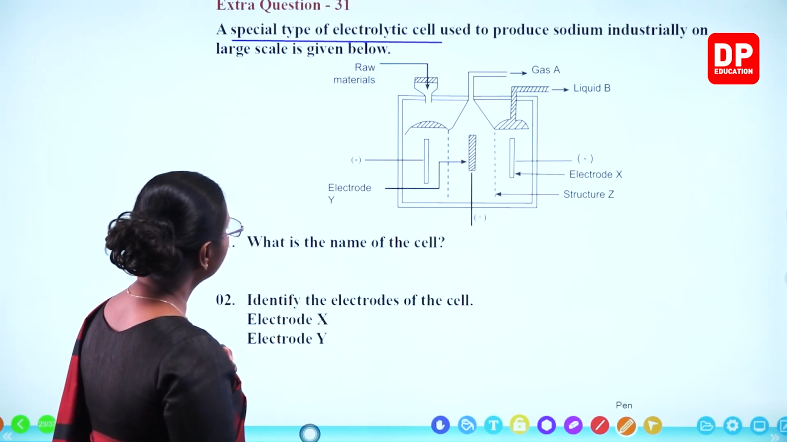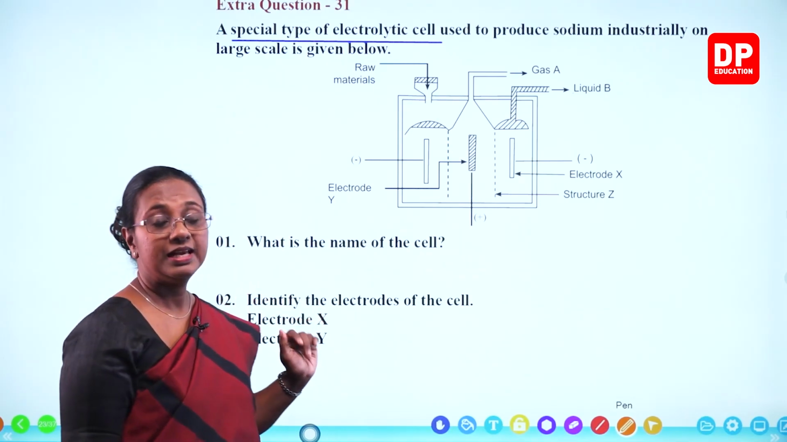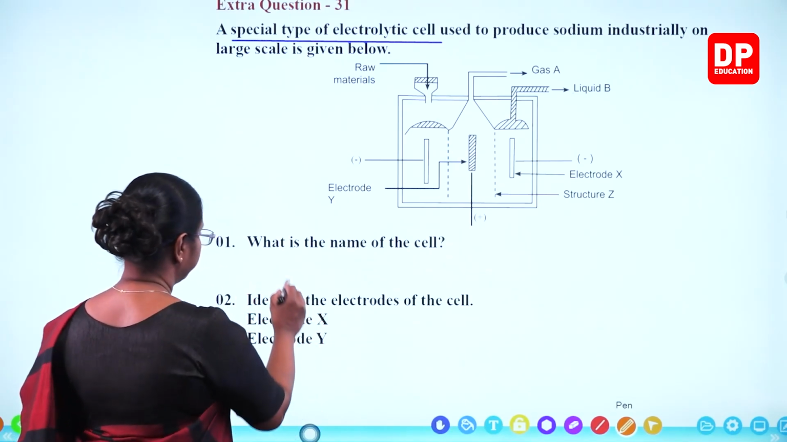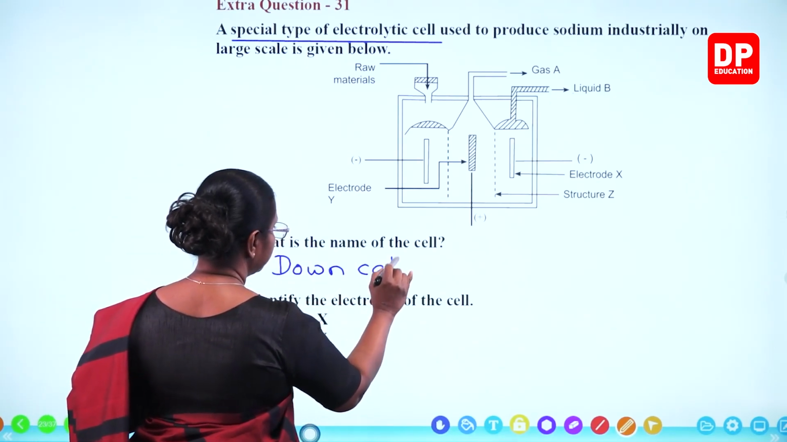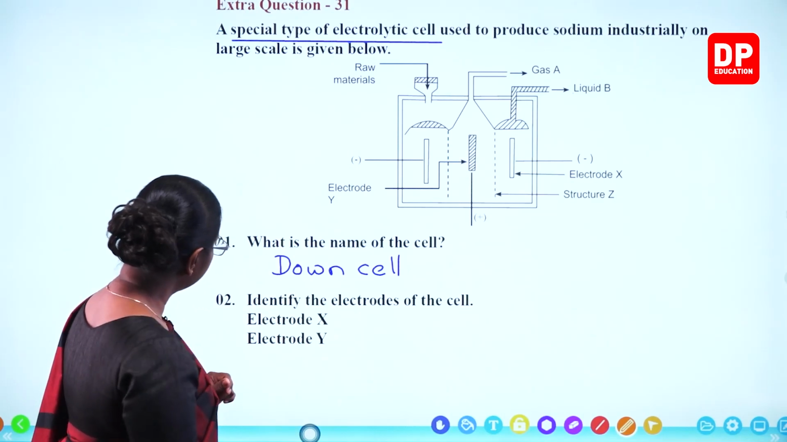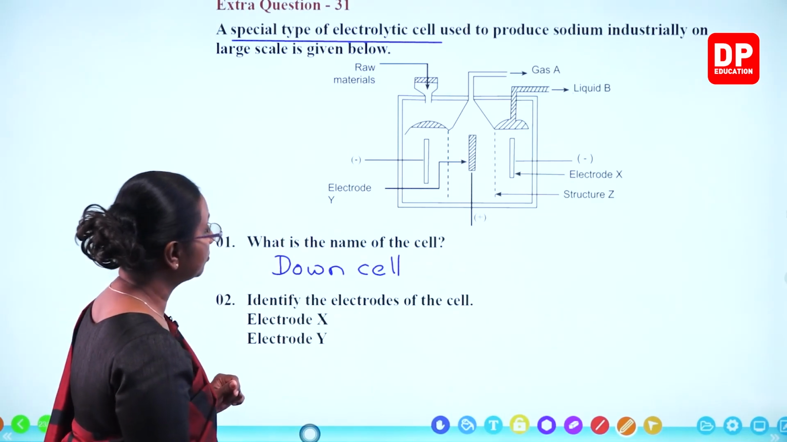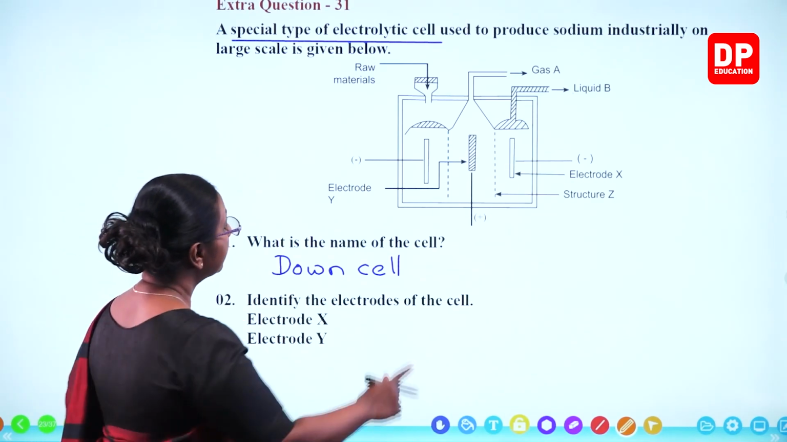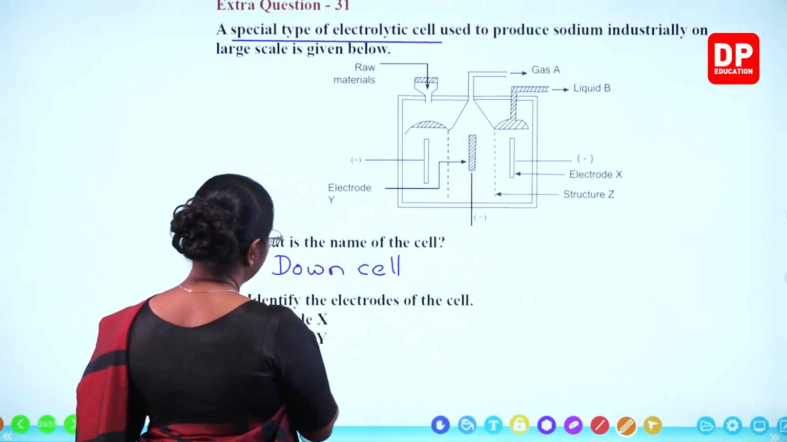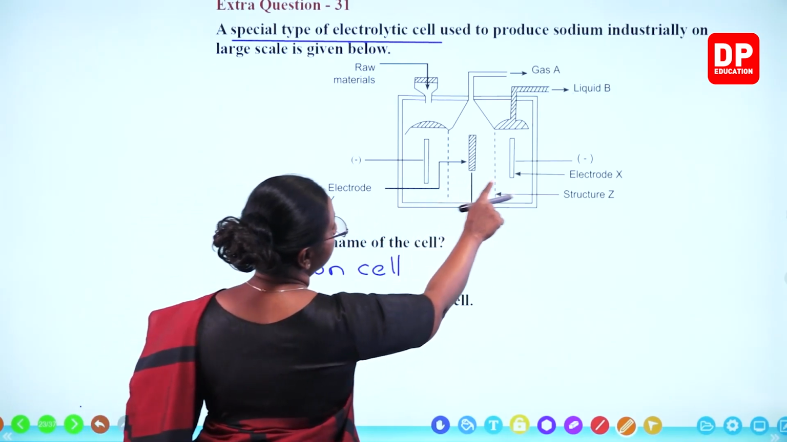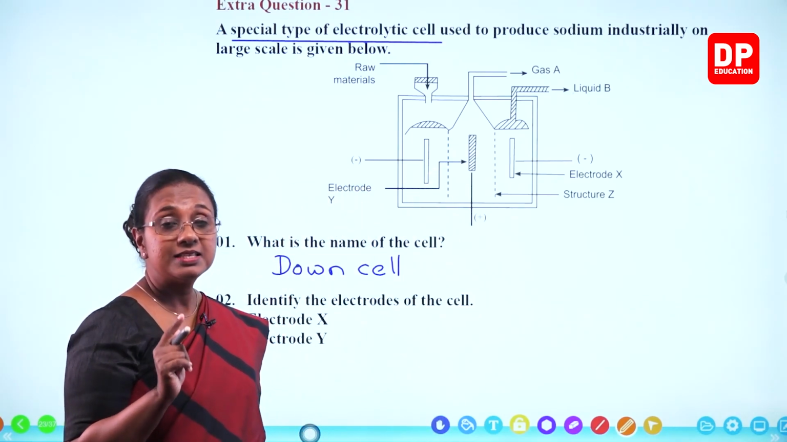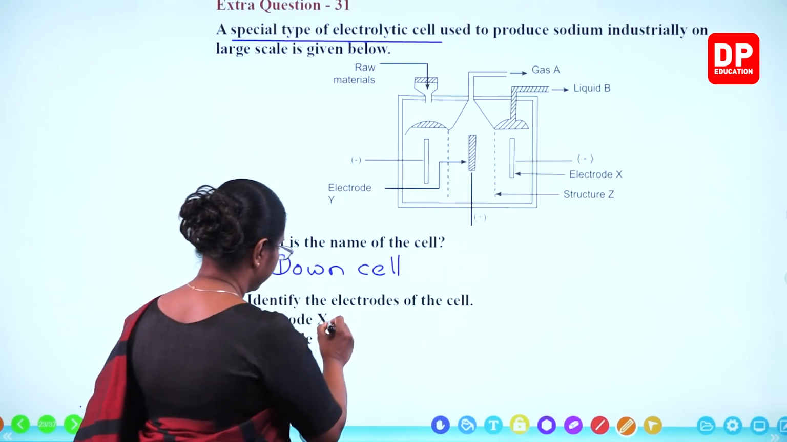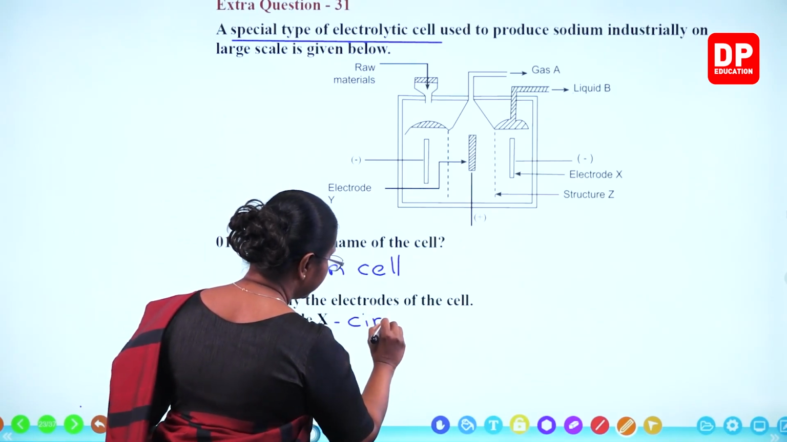The first one, what is the name of the cell? It is the Downs cell. Then the second one, identify the electrodes of the cell. What are the electrodes of the cell? Electrode X, like I told you all, this is electrode X, that is the circular steel cathode.